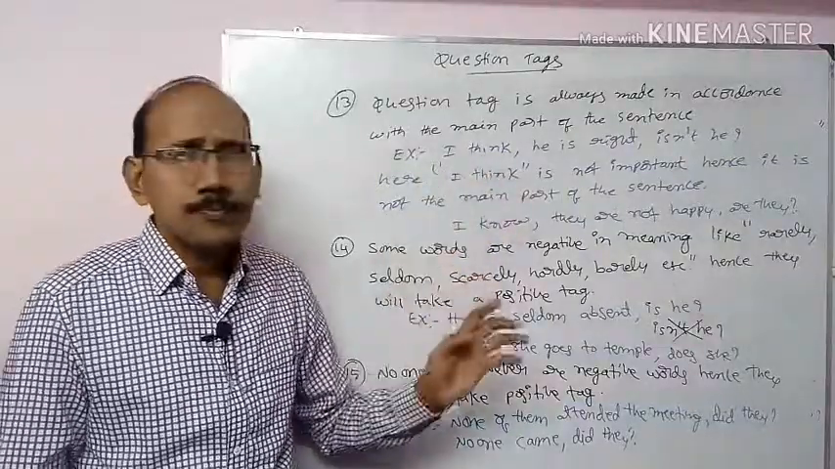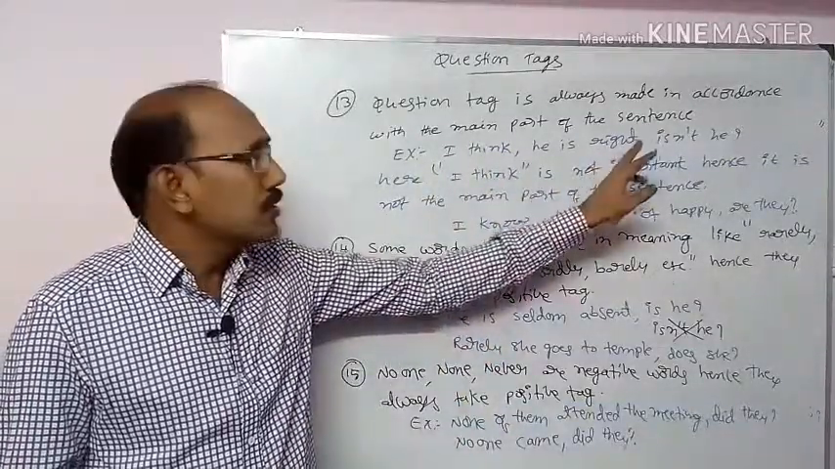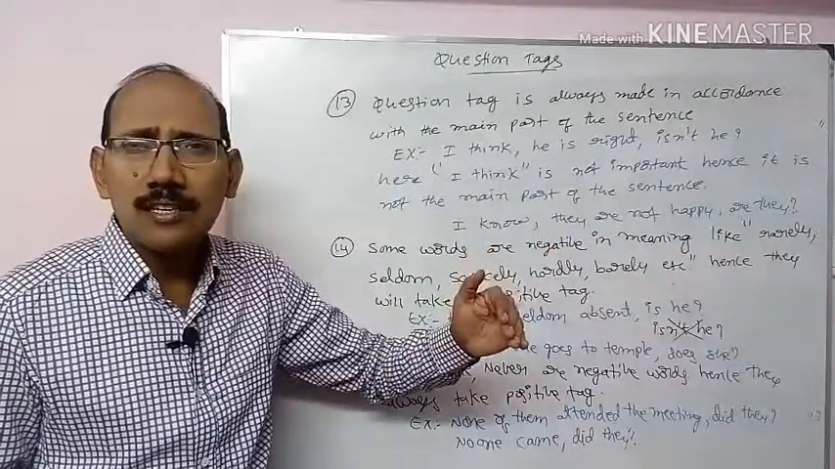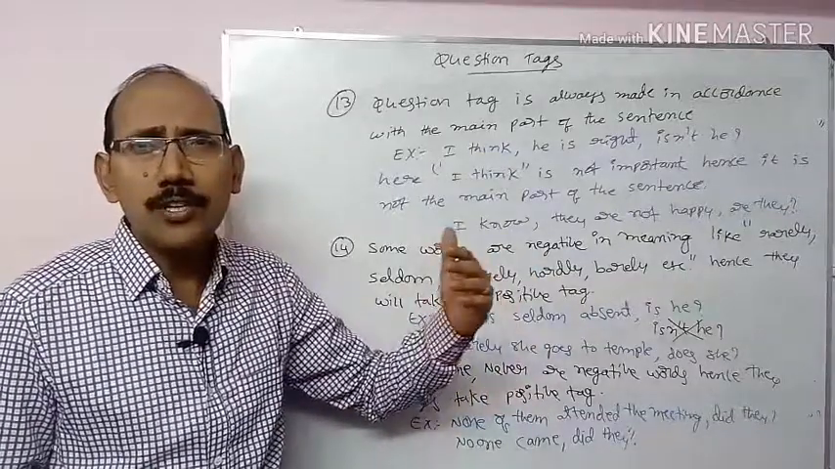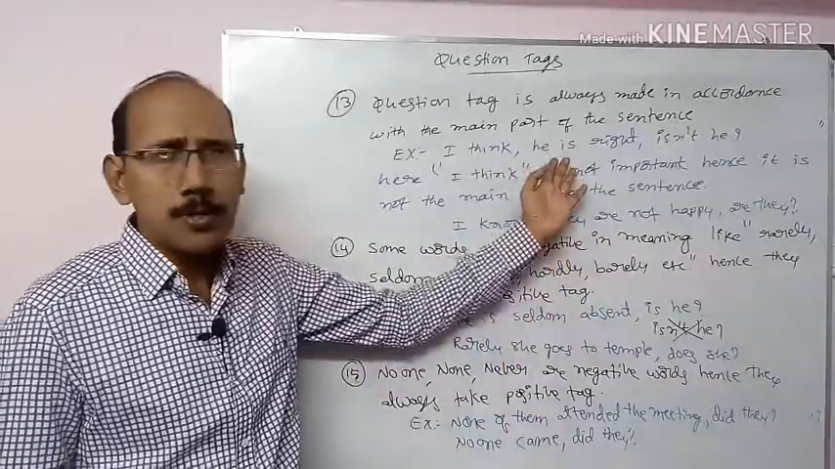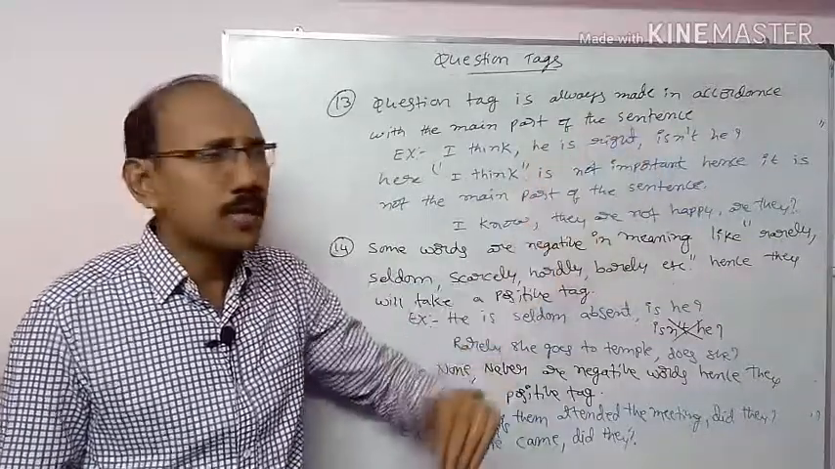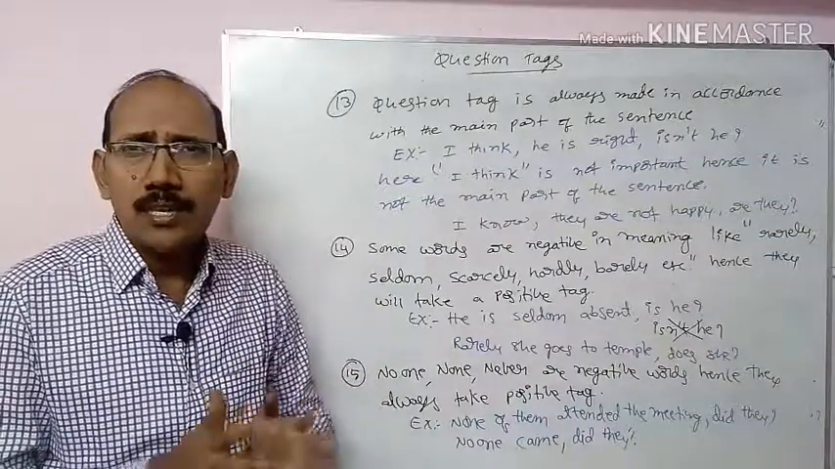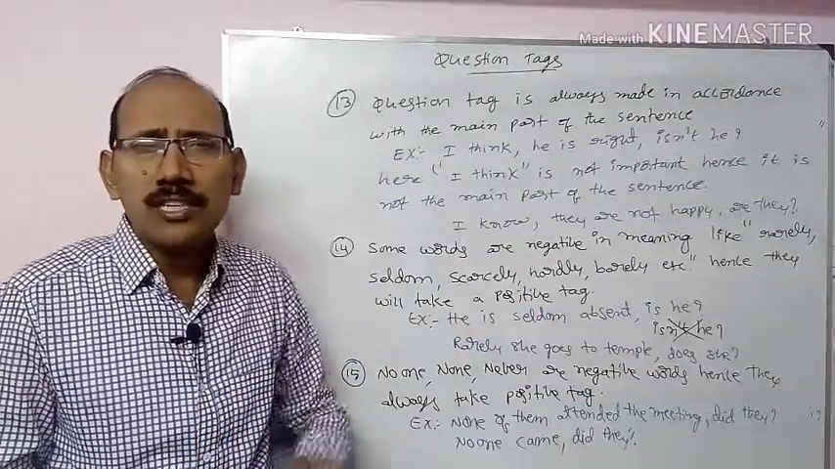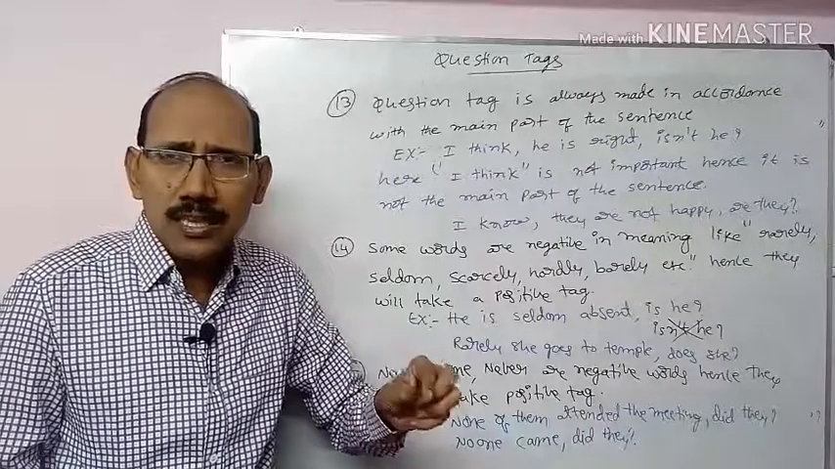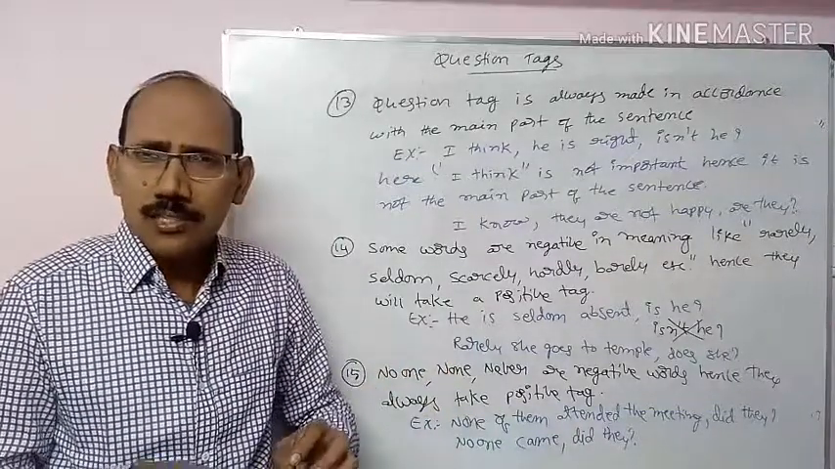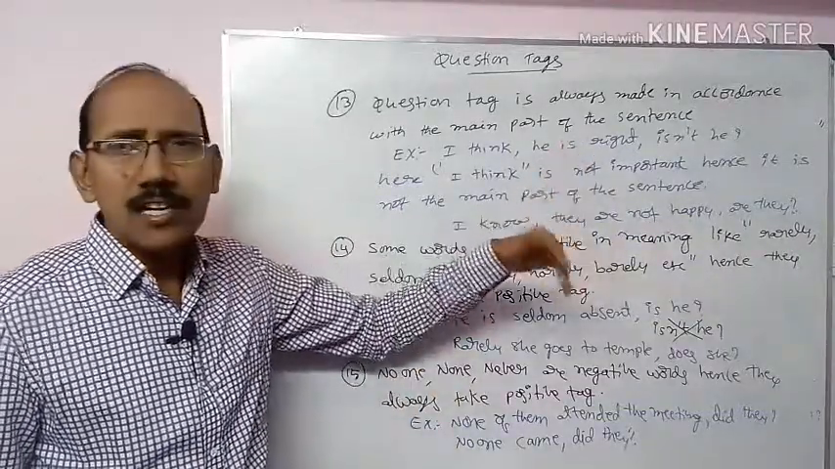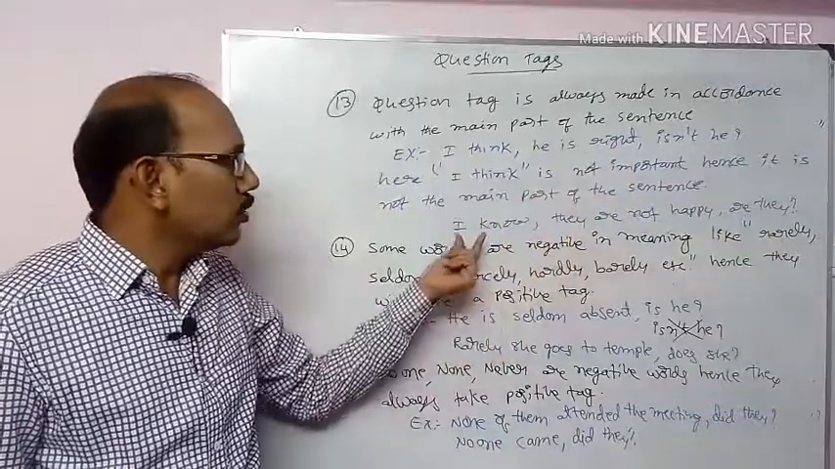I think he is right. "He is right" is the main part, so we need to give the question tag like "isn't he." "He is right" is the statement, and we need to give the question tag to that one. This is a positive sentence, and we need to give a negative tag to that one, "isn't he." Here "I think" is not important. Hence we need to consider "I think" as not the important statement in that particular sentence. So we need to give importance only to "he is right," and give the question tag to that one only.